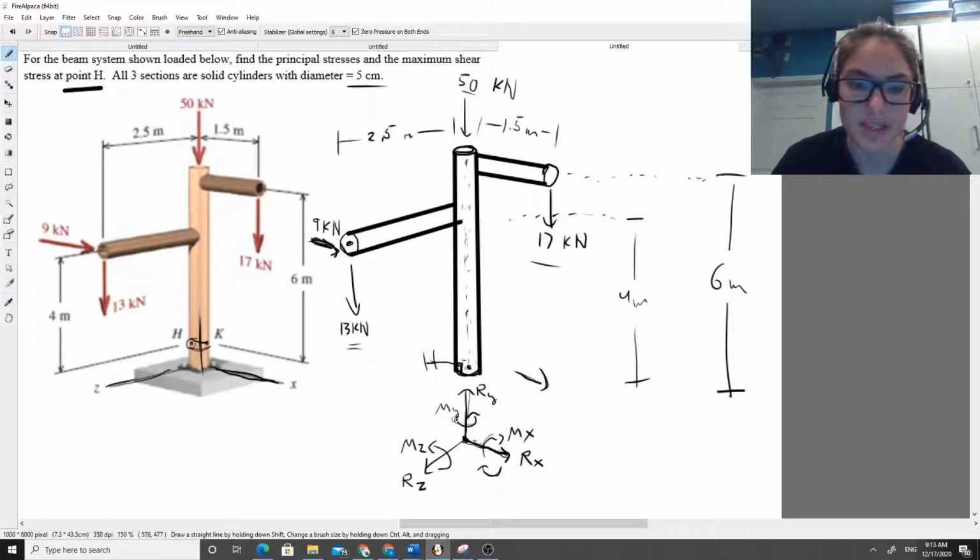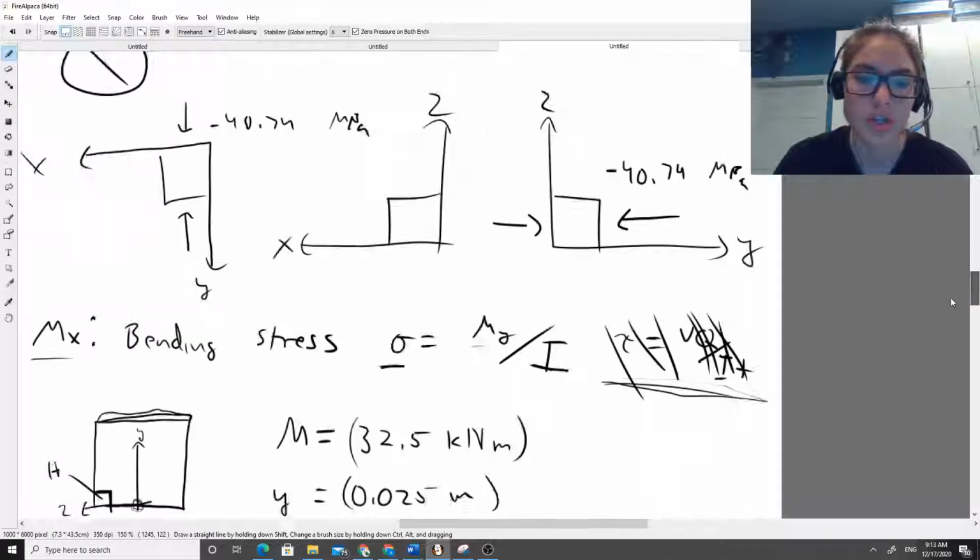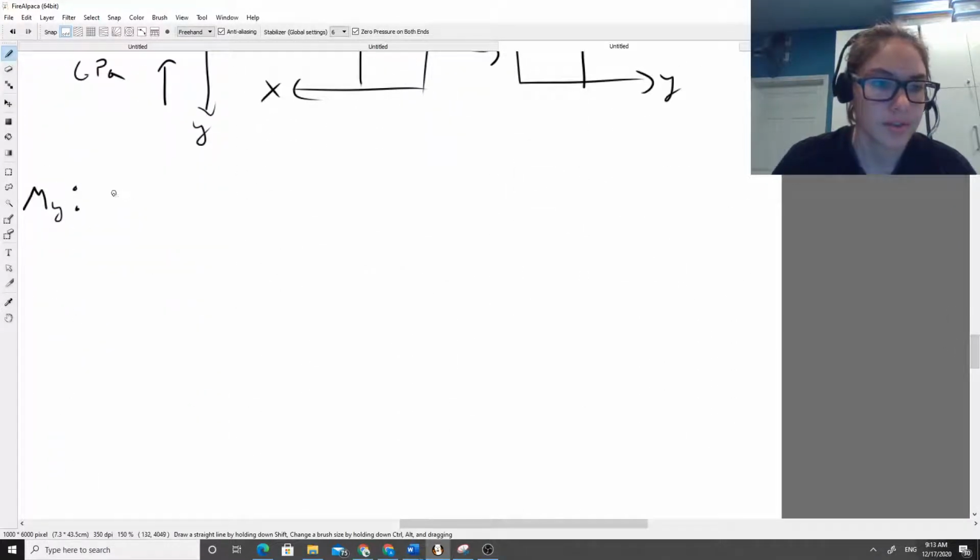The moment at y is actually acting in the longitudinal direction, meaning that this actually isn't going to be a bending stress that's created by our reaction moment at y. It's going to be a torsional stress.